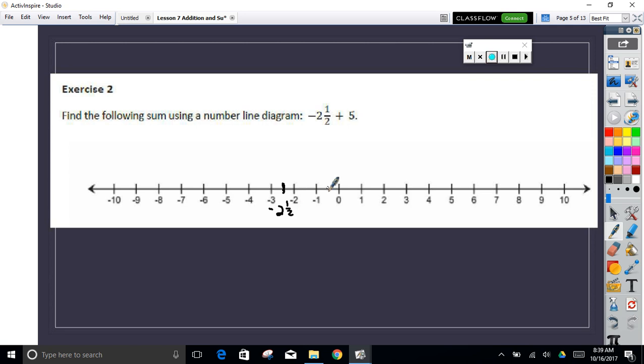1, 2, 3, 4, 5.5 would take us there. Did I do that right? 1, 2, 3, 4, 5.5. Yes. No. We're starting at -2.5. No, we're not going 5.5. We're just going 5. What am I doing? 1, 2, 3, 4, 5. So we're stopping here. I hate Mondays. All right, so we're going from -2.5, 5 units to the right takes us to +2.5.